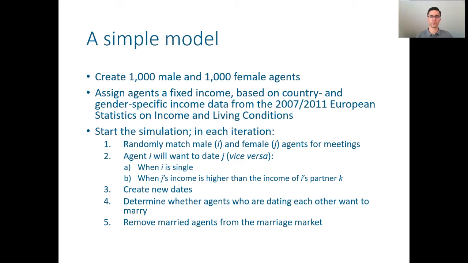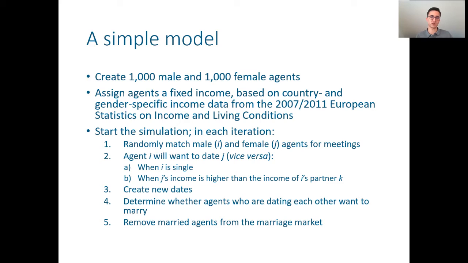Of course, as I told you before, marriage markets are complex dynamic systems, which makes assessing our intuition with verbal reasoning alone difficult. For this reason, we developed the minimal marriage market model that helps us to assess the theoretical and empirical plausibility of our intuition. The model assumes that there are 1,000 male and 1,000 female individuals, here also referred to as agents. At the beginning of a given simulation run, these agents are single and are randomly assigned an income based on the gender-specific income distributions observed in the 2007 and 2011 European Statistics on Income and Living Conditions.